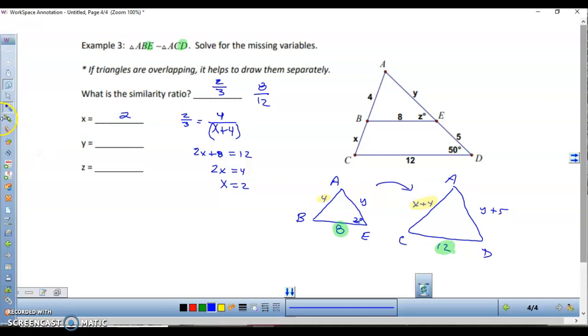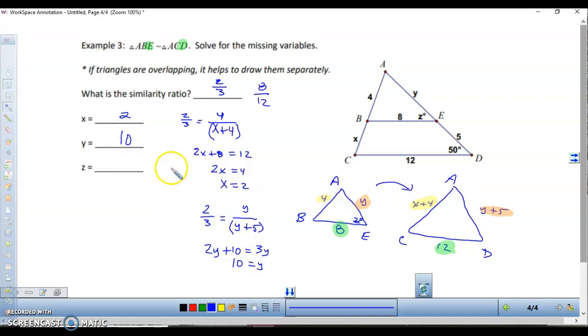All right, for y, I want to find sides that correspond, that have y's in them. And I notice that I've got here and here. So to set it up, again, from left to right, the similarity ratio is 2 to 3. So I'll say 2 over 3 is equal to y over y plus 5. And just like that previous example, when I cross multiply, I'm going to distribute. So I'll get 2y plus 10 is equal to 3y. We'll subtract 2y from both sides, so 10 will be y.